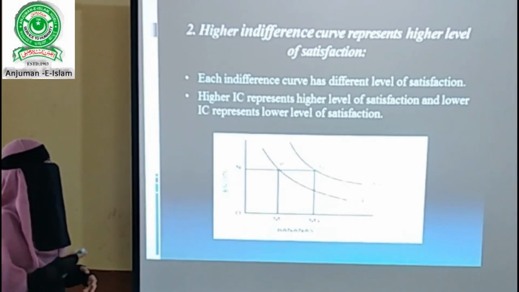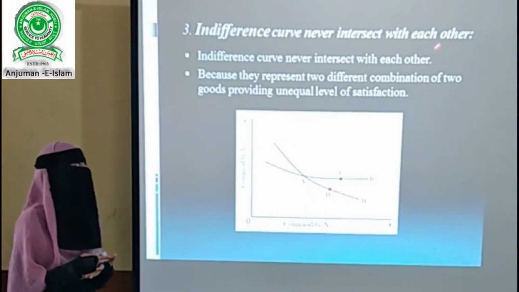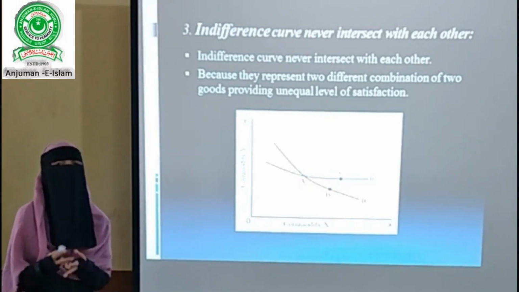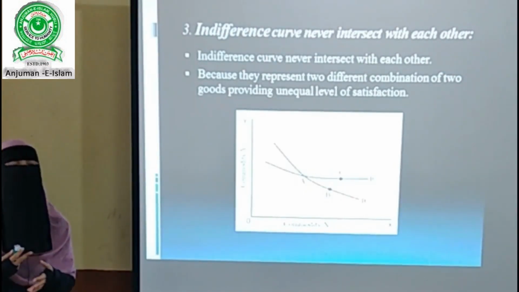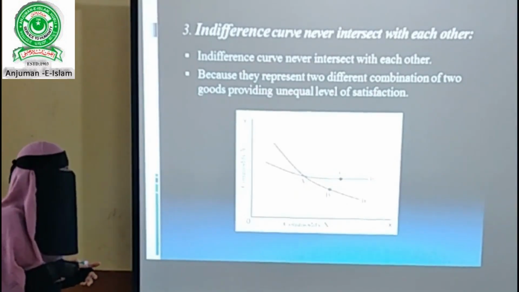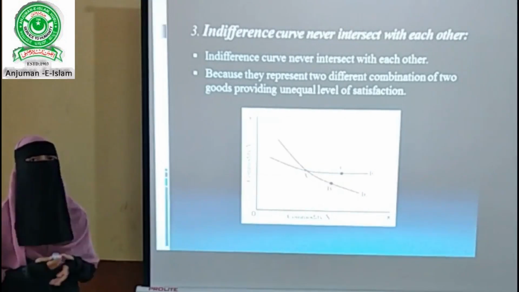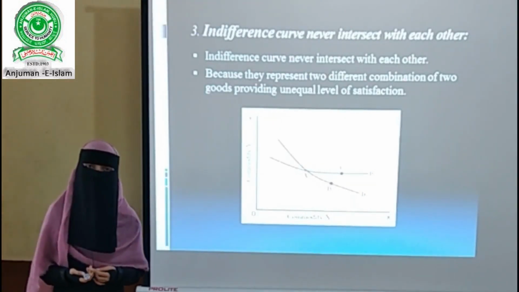The next thing we are going to see is the third property: indifference curves never intersect each other. Two indifference curves never intersect because two indifference curves give unequal levels of satisfaction to the consumer. So these are a few important properties of the indifference curve.